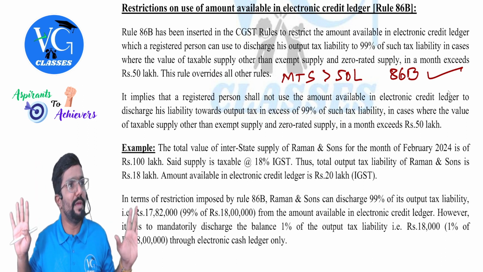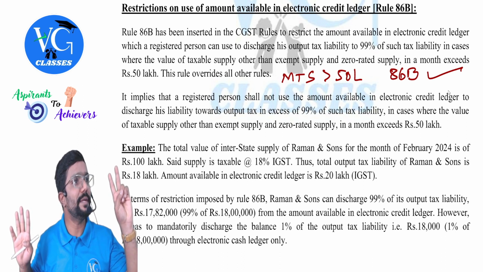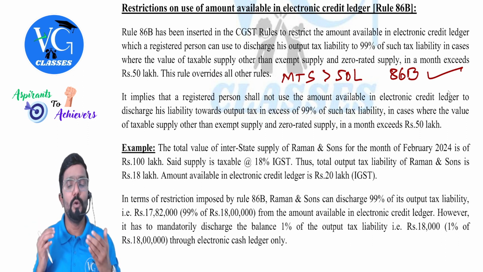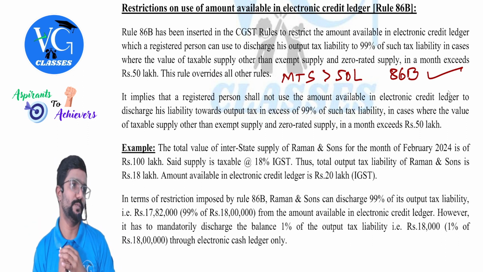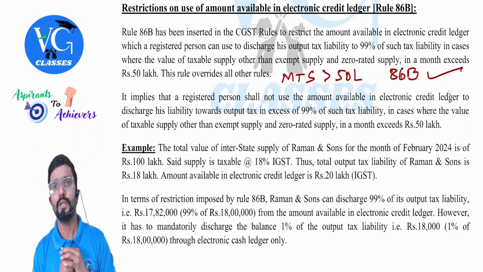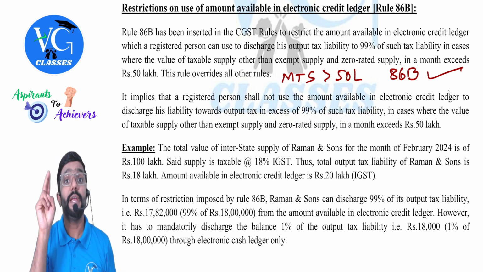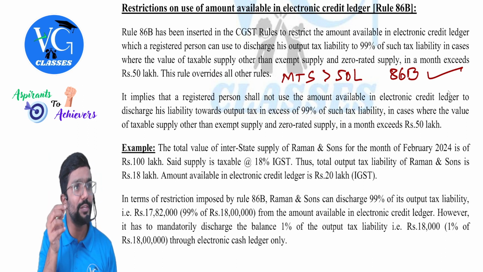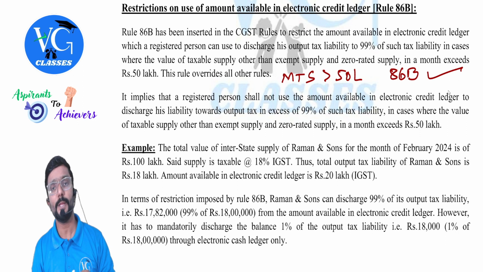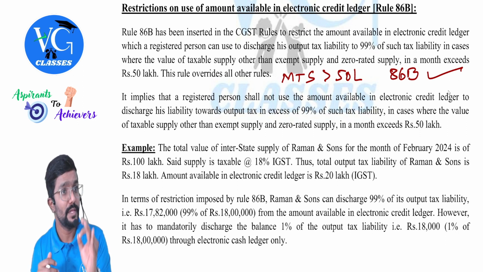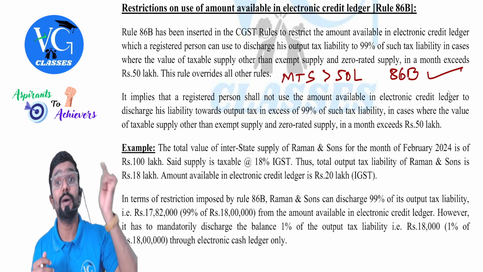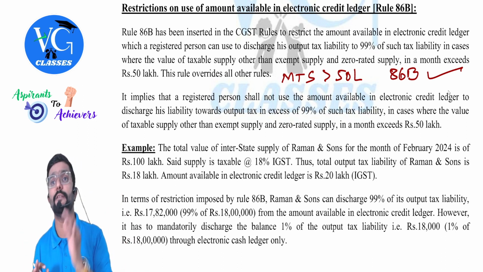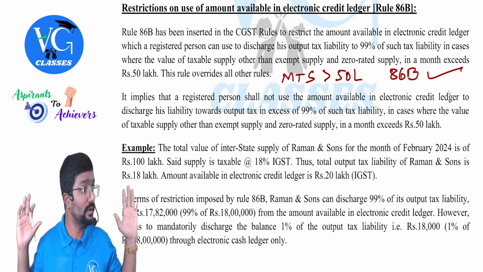Assume there was no rule 86B. How much credit can I use? Full 20. 20 against 20, remaining 5, I can carry forward. But rule 86B, they added and told, no. You cannot use the full 20 lakh credit. Maximum you can use how much? 99% of 20 lakh. That means 1% of 20 lakh should be paid through cash ledger. Yes. But this is not for everyone. This is only for the suppliers whose monthly taxable supply, not yearly, monthly taxable supply is more than 50 lakh. I told you, big. You understood now?